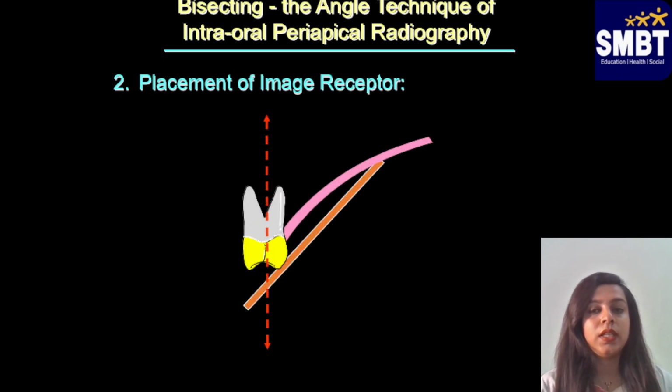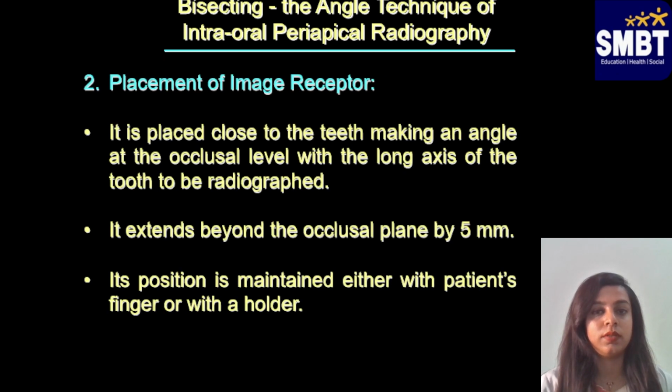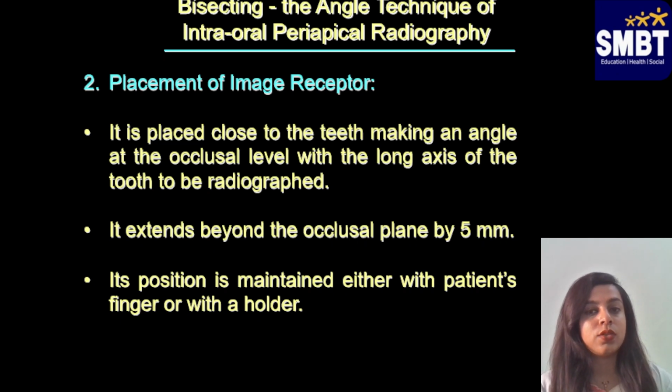Second is placement of the image receptor. The image receptor is the film. It's always kept on the lingual side or the palatal side of the tooth. It's placed close to the teeth, making an angle at the occlusal level with the long axis of the tooth to be radiographed. It extends beyond the occlusal plane by 5 millimeters. Its position is maintained either with the patient's finger or with a holder.